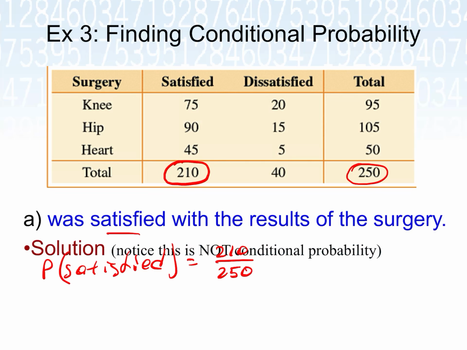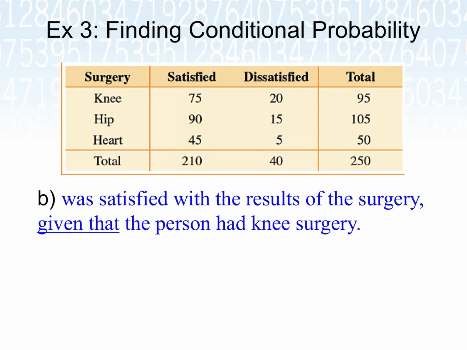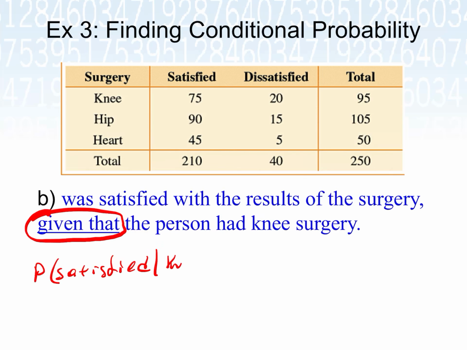And you can see this is not a conditional probability situation. All right, now B. Find the probability that the person was satisfied with the results given that the person had knee surgery. Okay, there's a condition. So the formal notation for this would be the probability that they were satisfied given that, that's what that bar is, given that they had knee surgery.